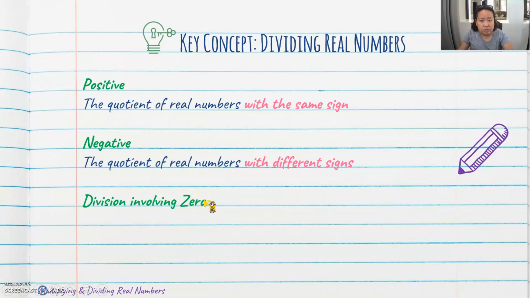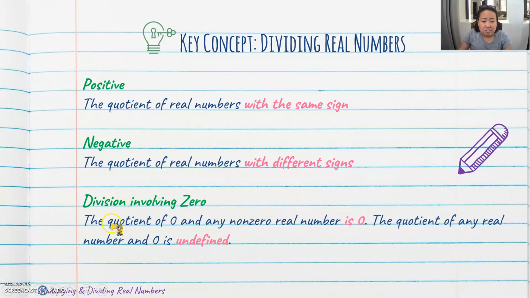Now, one extra thing about division is division that involves zero. This isn't an issue with multiplication, since any number multiplied by zero will just be zero. But in the case of division, the quotient of zero and any number is simply zero. But the quotient of any real number and zero is what we call undefined. So just remember, zero divided by any number is okay. But if you have any number and you divide it by zero, that is not okay.